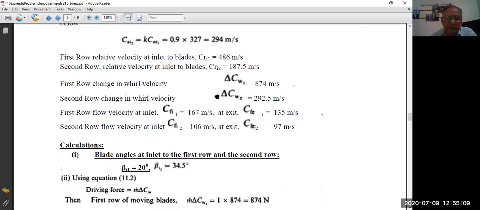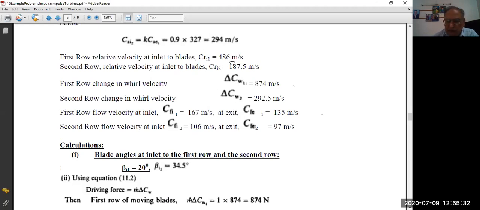CI2, which is equal to K times CE1. This is about fixed blade. At fixed blade, CE1 is actually inlet to the fixed blade, and CE2 is the outlet of the fixed blade, and this is actually inlet to the second moving blade. So that's why it's written CE2. So it's equal to K times CE1.